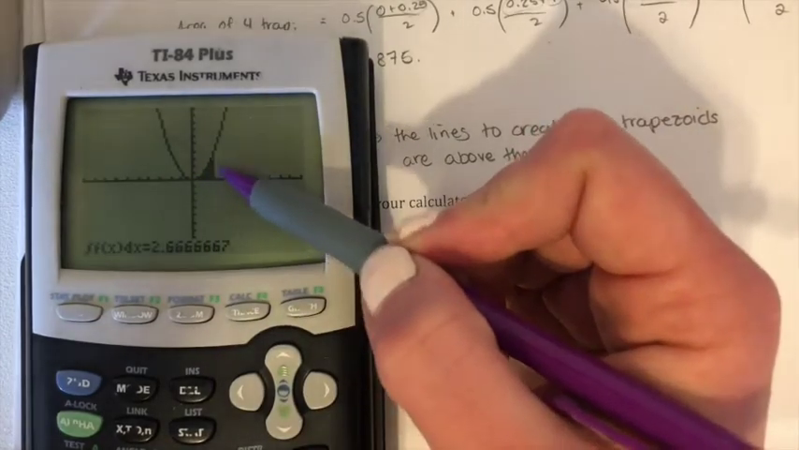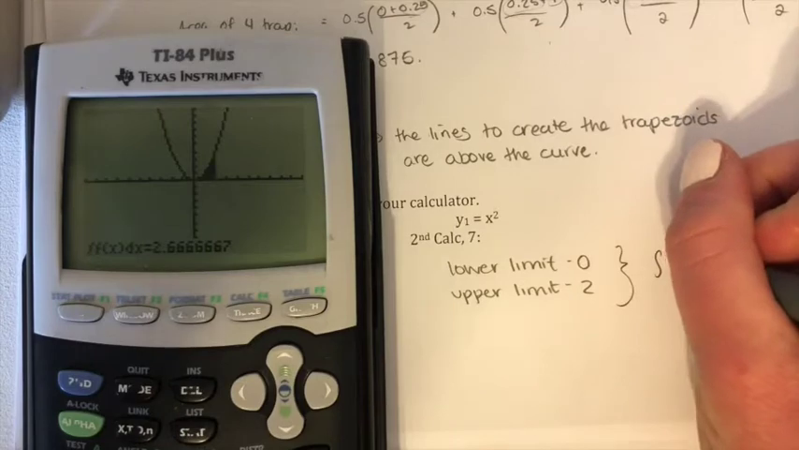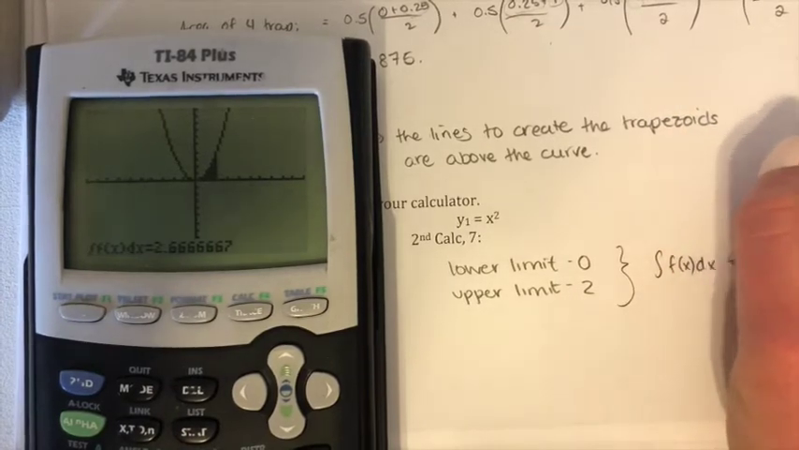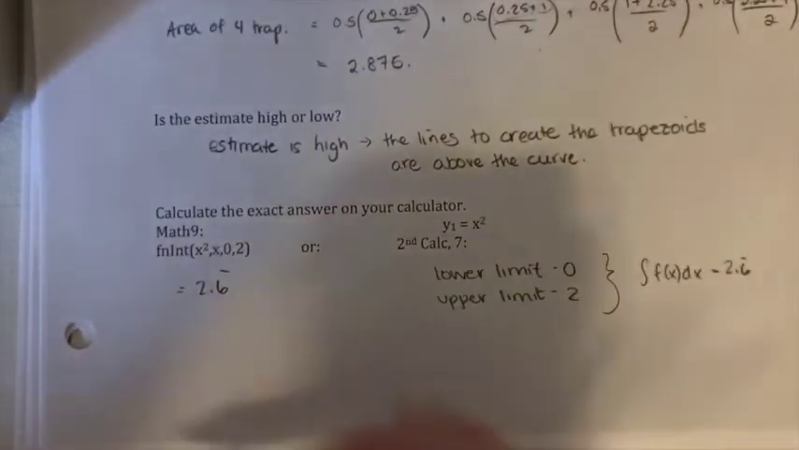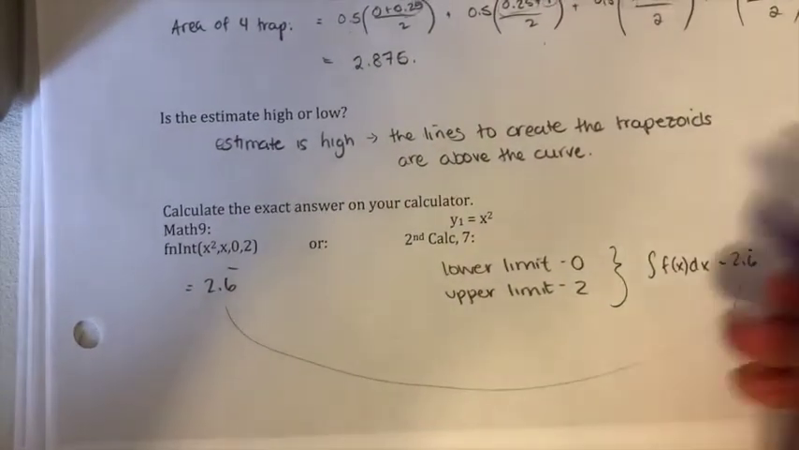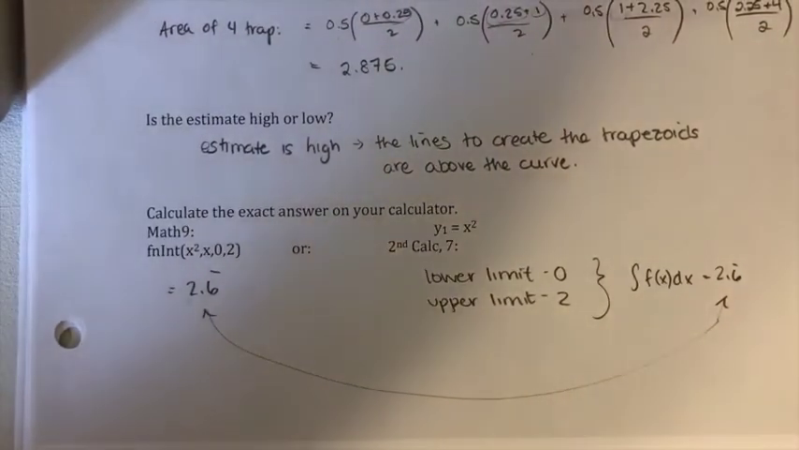And then it shades in all of that area. We get the integral of f of x dx is equal to 2.6, repeating again. So those two answers, either way we want to do it, is the same deal, okay?